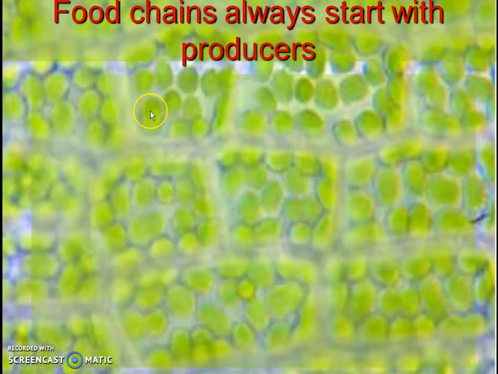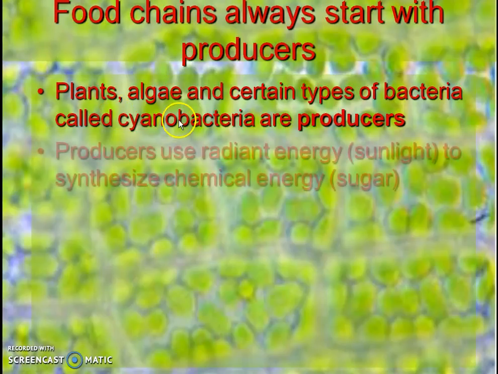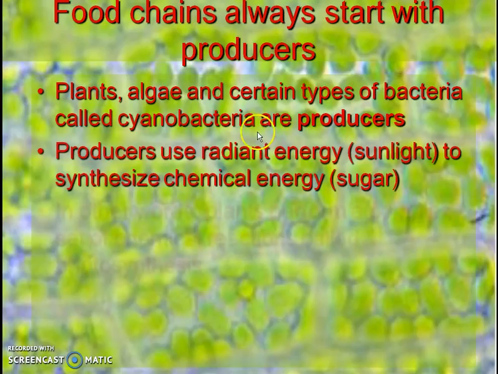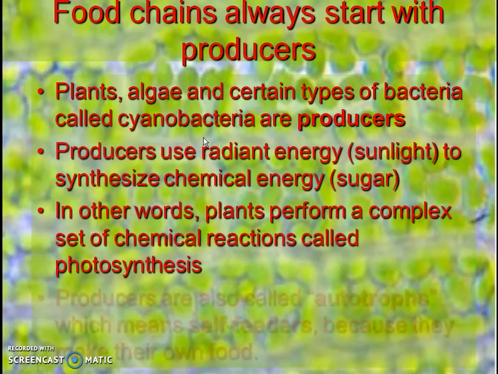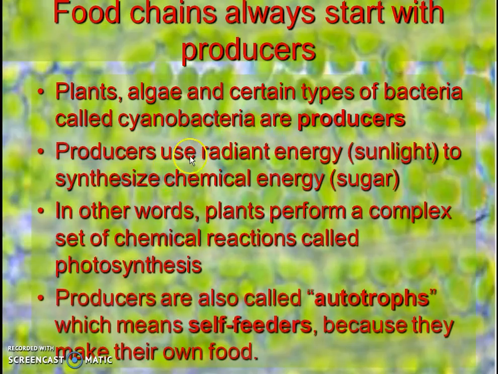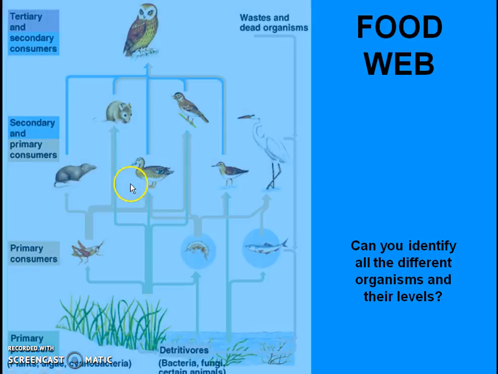The food chain always starts with the producers: plants, algae, and certain types of bacteria called cyanobacteria are producers. Producers use radiant energy, that is sunlight, to synthesize chemical energy. In other words, the plants perform a complex set of chemical reactions called photosynthesis. Producers are also called autotrophs, which means self-feeders, because they make their own food.